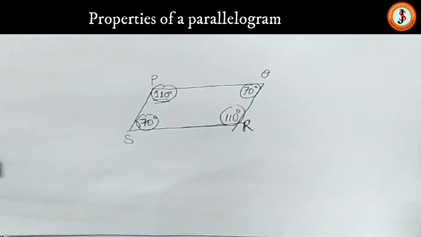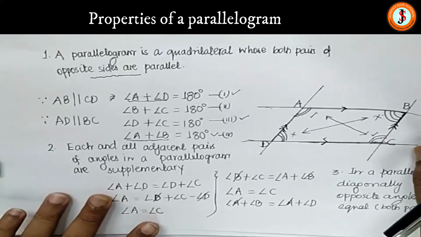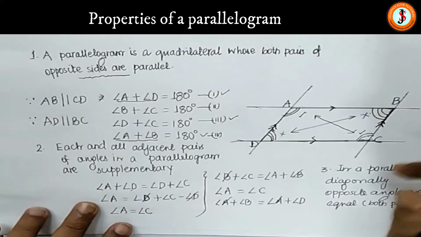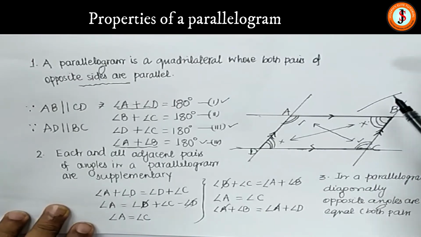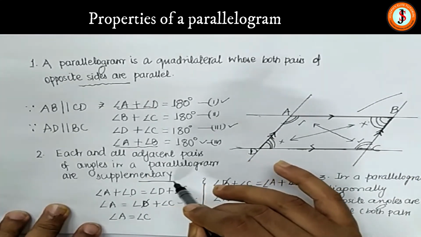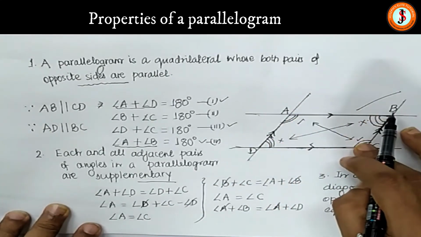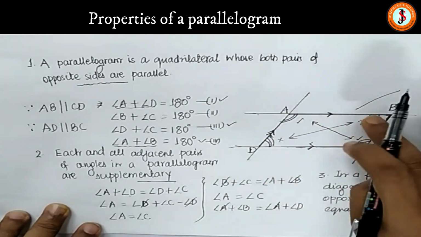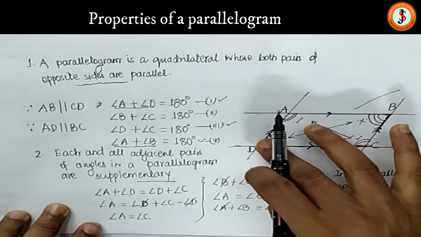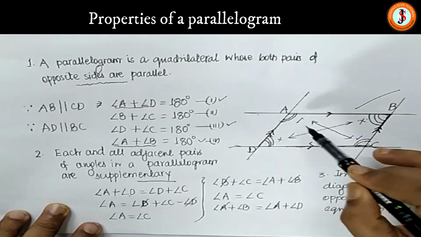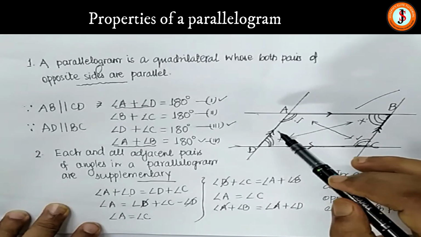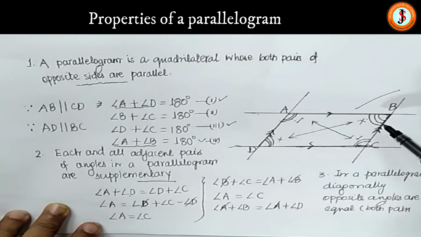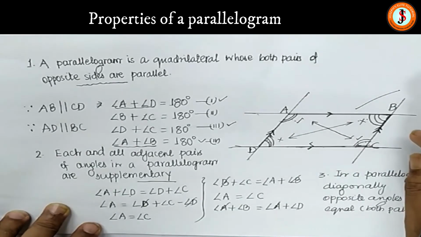But parallelogram properties, as I said, from one property we have got to three properties. If you have a look, two more properties. A parallelogram is a quadrilateral whose both pairs of opposite sides are parallel. This is the definition. But we got an extra property that every consecutive pair is supplementary. This plus this 180, this plus this 180, this plus this 180, this plus this 180. Also both pairs of diagonally opposite angles are equal. That means A is equal to C and B is equal to D. That is what we got, isn't it?